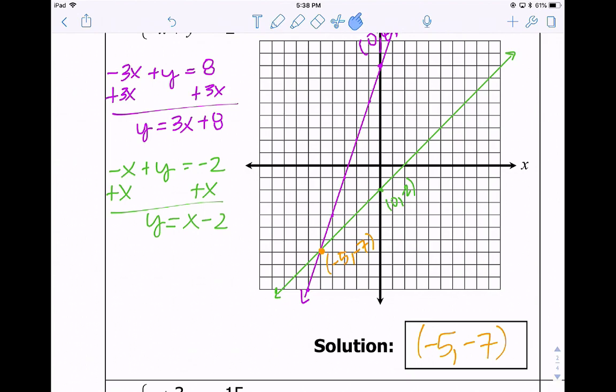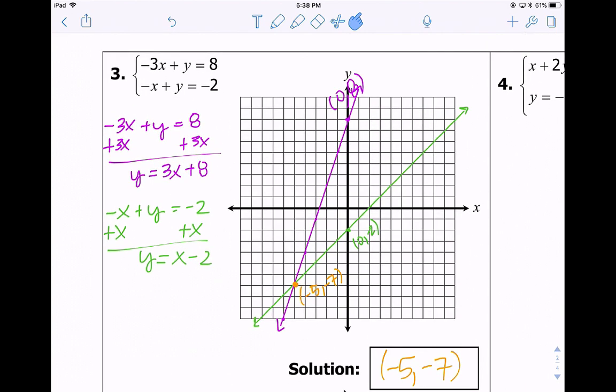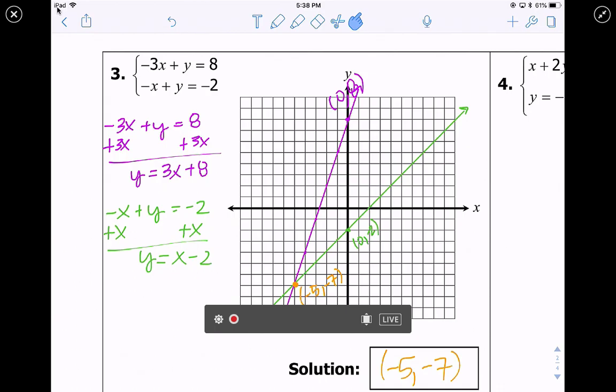All right, since we've already done that one, I'm also going to show you how you can use your calculator to check that. So a couple of things that you definitely need to know how to do using your calculator.